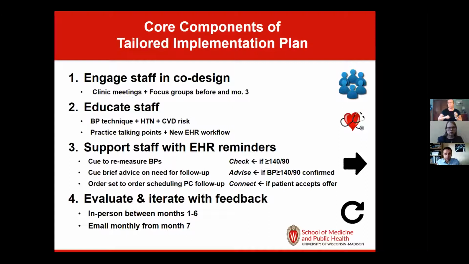And the 3 things that we did in the EHR to support staff with electronic health record reminders were to cue them to remeasure high blood pressures, cue them to provide brief advice to patients, supported by a patient brochure that we co-designed with them, and then an order set to order scheduling of primary care appointment within 4 weeks that they would get assistance on with the scheduler before they leave the clinic that day. Finally, we evaluated and iterated on a monthly basis to provide audit and feedback to staff in person at first, and then after month 6 by email.